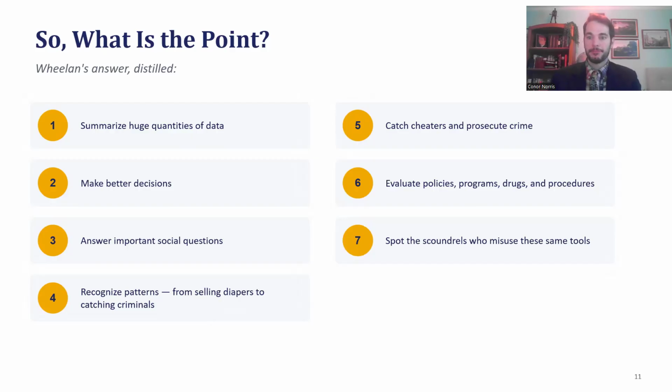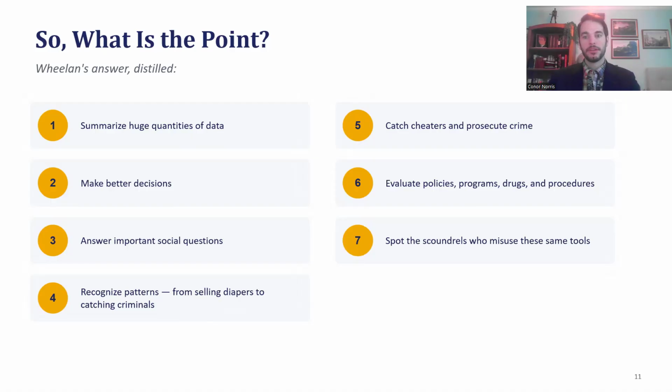Next, it helps you recognize patterns. From selling diapers to catching criminals, you can have the same logic, whether it's a business trying to maximize their sales and ultimately their profit, or the police trying to maintain safety. So wildly different applications using the same logic. It can help you catch cheaters and prosecute crime. Really the same idea, but more literally applying it.